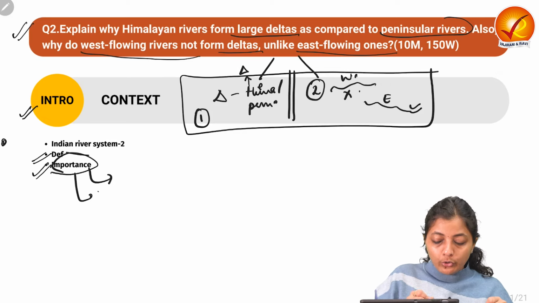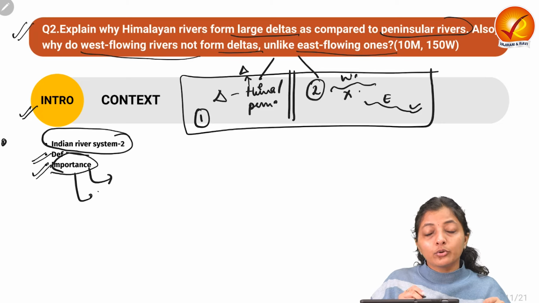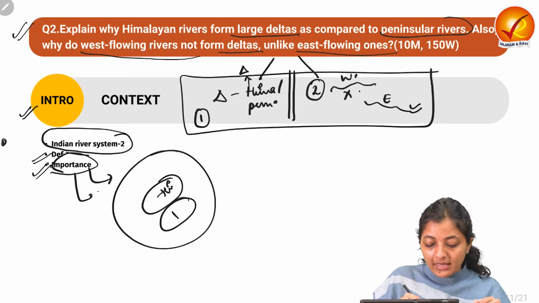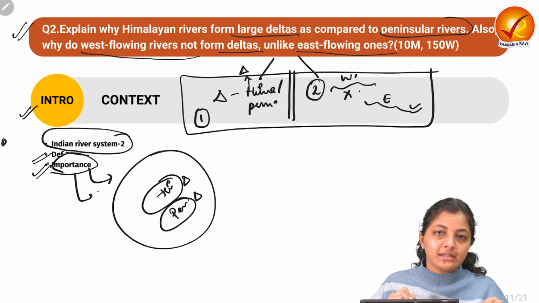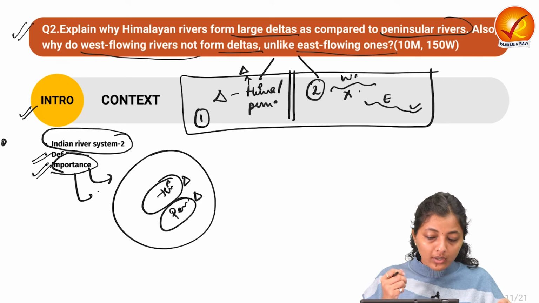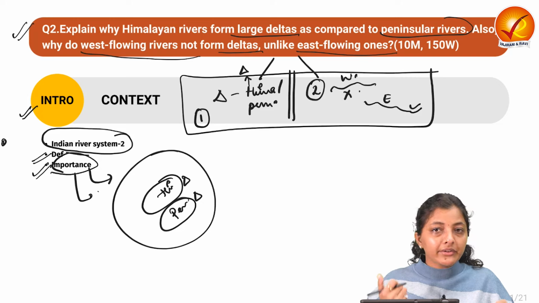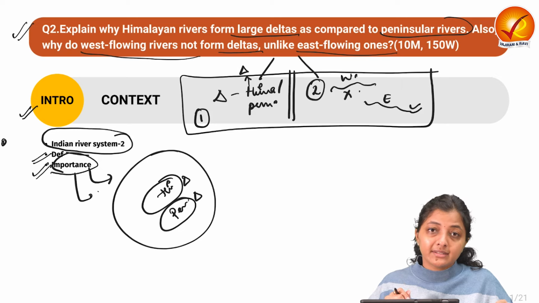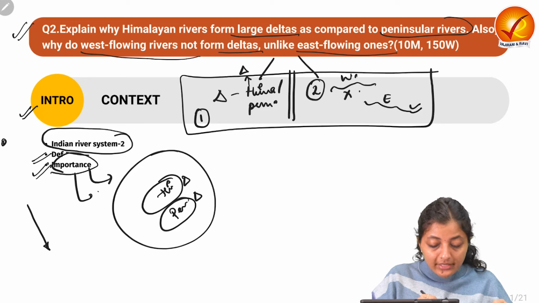But to make your answer more appealing and fetch more marks, write the broad perspective. Why is this question being asked? What is the background or the broader view of this question? We can say that there are two Indian river systems, the Himalayan river system and the peninsular river system, and they differ in their characteristics. One characteristic where they differ is their delta formation. This way you can create a smoother flow.